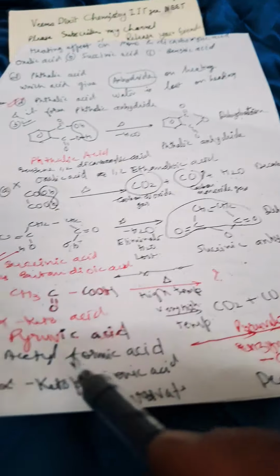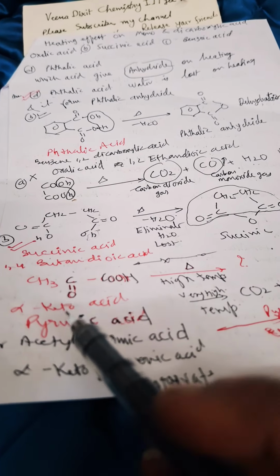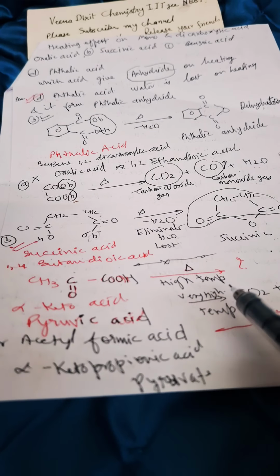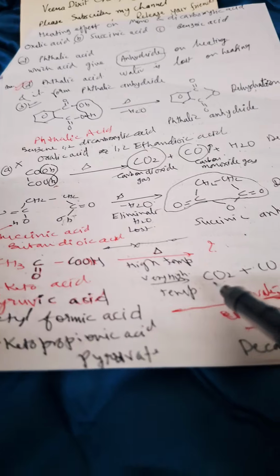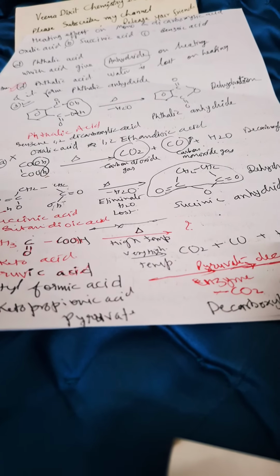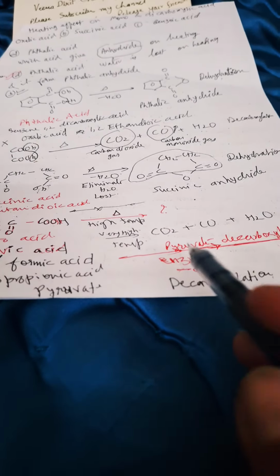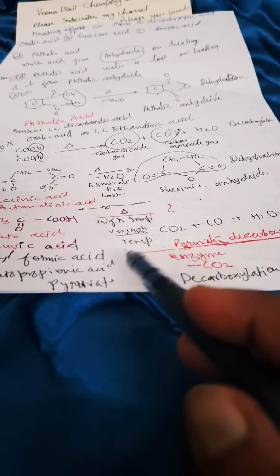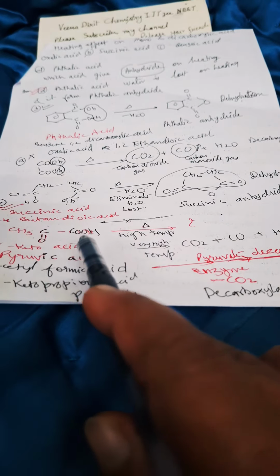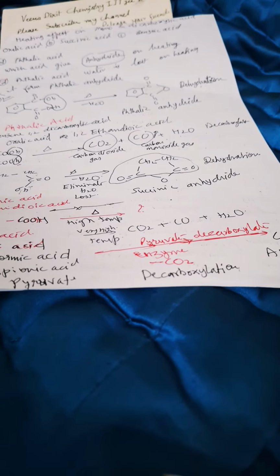Finish. Now one question I was thinking that I will give you: pyruvic acid on heating, what will happen? So it will break away, it will give you CO2 and CO and H2O. Decarboxylation takes place and dehydration also. But here when we will use pyruvate decarboxylase, at that moment this CO2 will be lost and we will get acetaldehyde, CH3CHO.